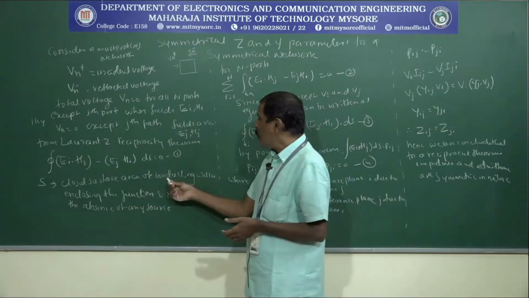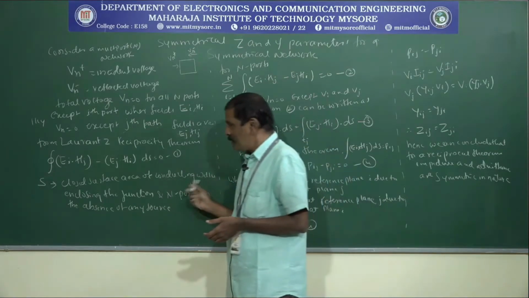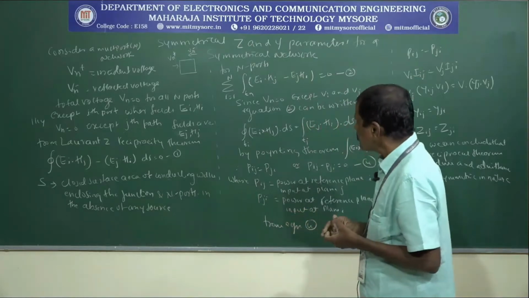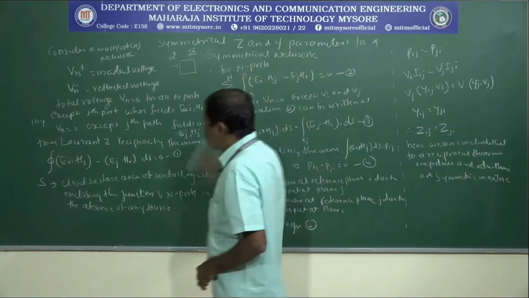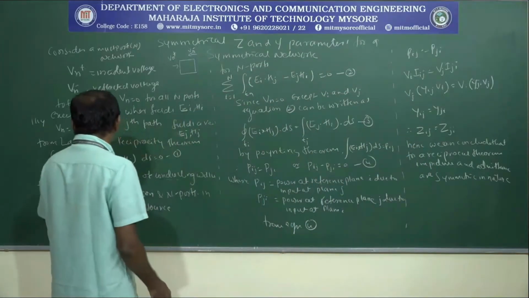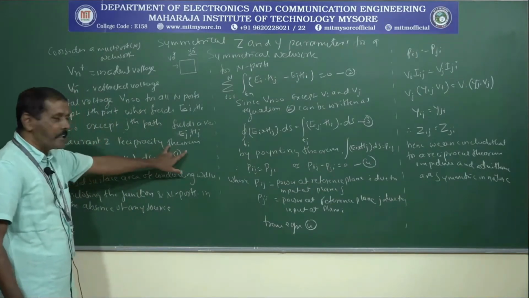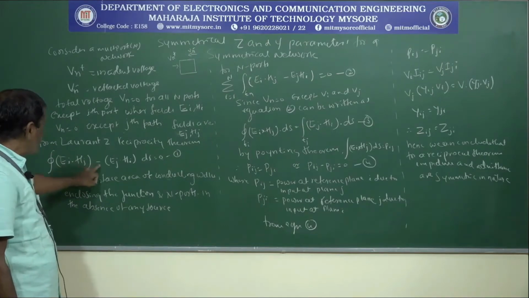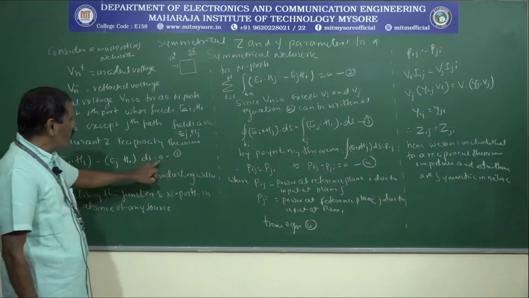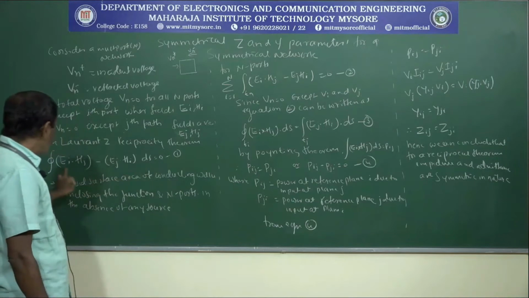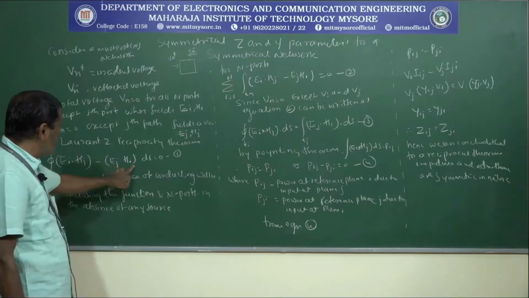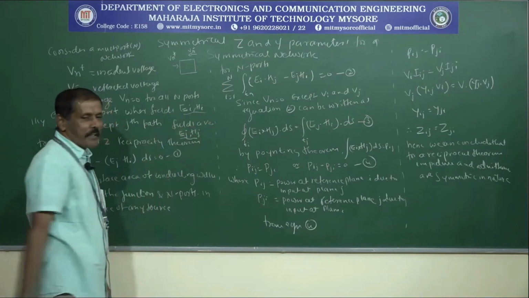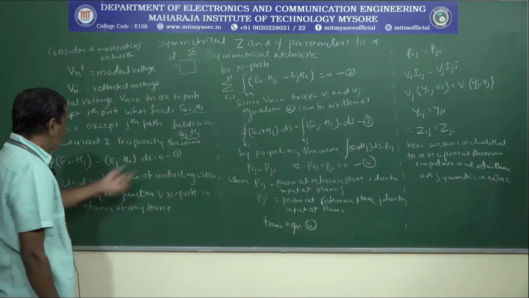Closed conducting walls is a term related to waveguides. For the N ports, what the reciprocity theorem is saying is that the integral of Ei cross Hj minus Ej cross Hi, dS, equals 0, where Ei, Hj, Ej and Hi are taken from these particular ports and fields. So that is equal to 0.